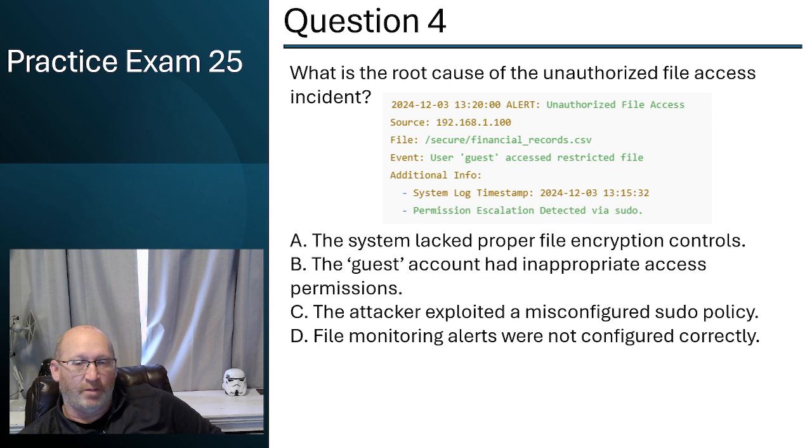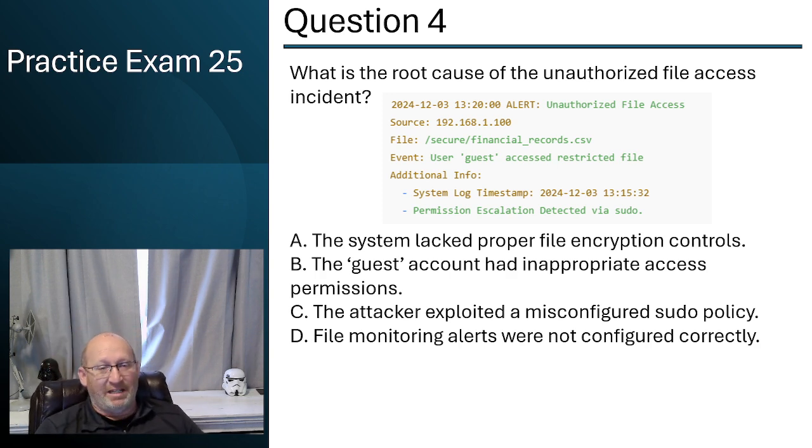And then D, file monitoring alerts were configured correctly. Were not configured correctly. Well, we see the event that it was grabbed. We see that it was processed. That is monitoring. It did alert us. And so I'm going to say that D is incorrect. So it's got to be between B and C.